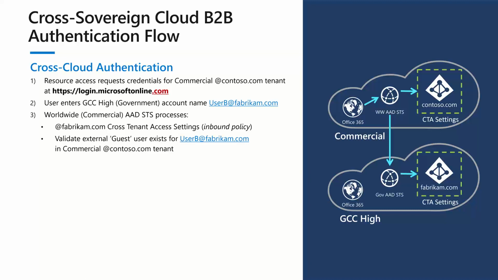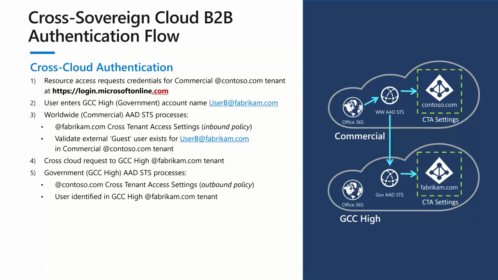If the guest does exist in the commercial tenant, into the Contoso tenant, then it's going to say, okay, I'm going to go ahead and allow for this cross-cloud collaboration to occur. Then it's going to make a request across the sovereign cloud to the GCI tenant, and it's going to then relinquish over to the identity provider, secure token service for Azure Government, GCC High, and of course, it's going to do a check on the other side.